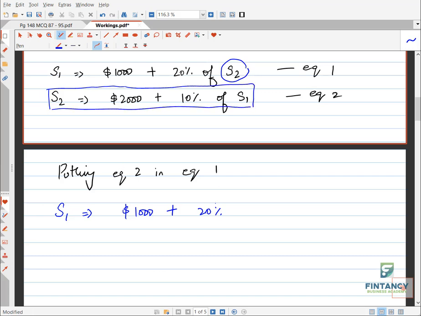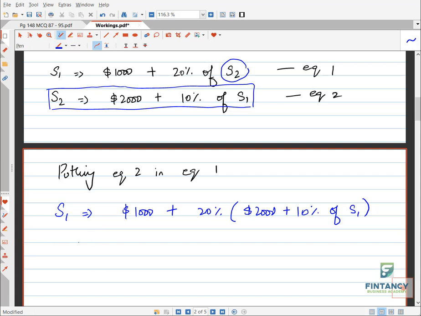What is S2? Instead of writing S2, I will open up a bracket and write 2000 plus 10% of S1, bracket close. Now see, in this equation you have S1 on both sides. So we can solve it. If we need the answer for S1, we can solve it, right?